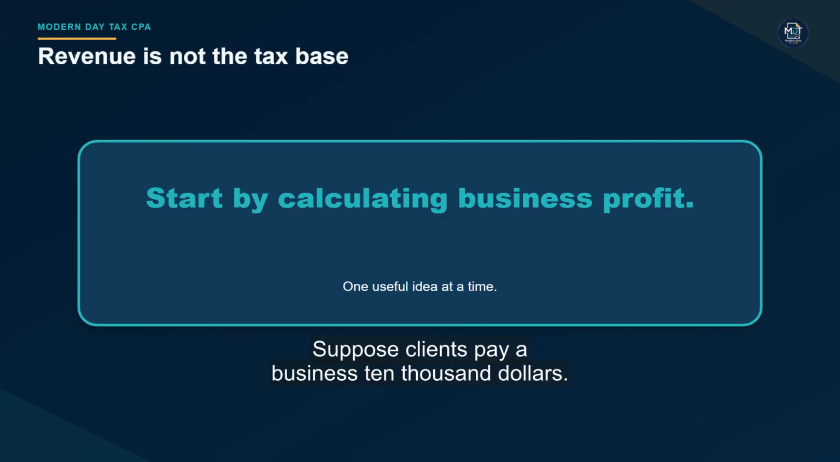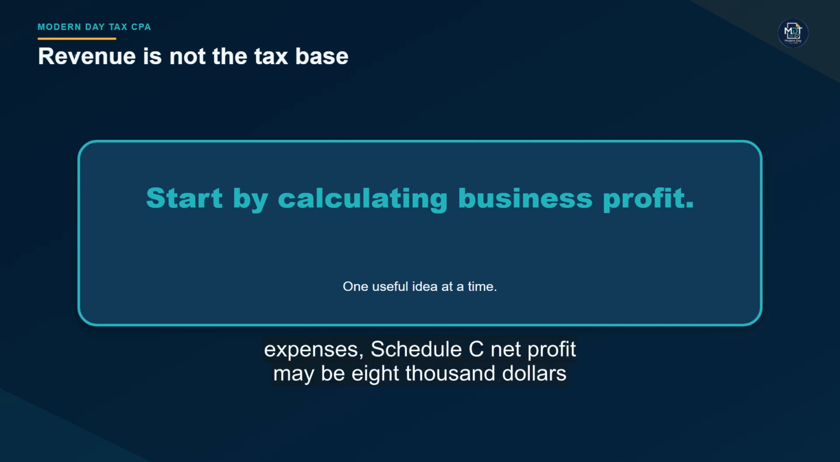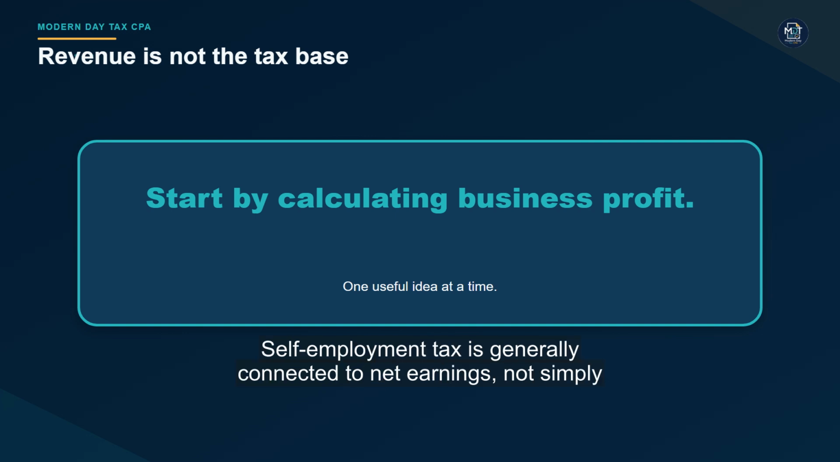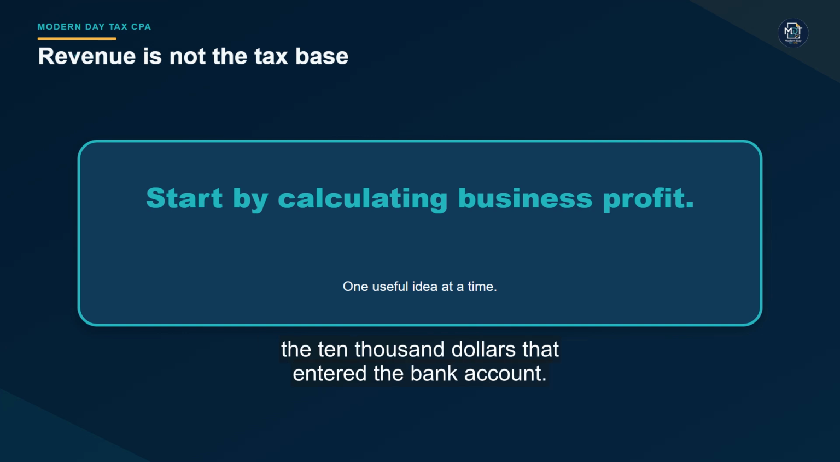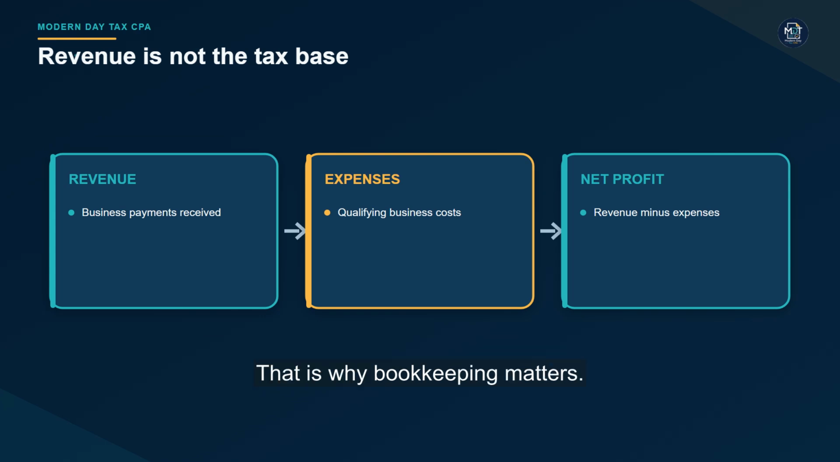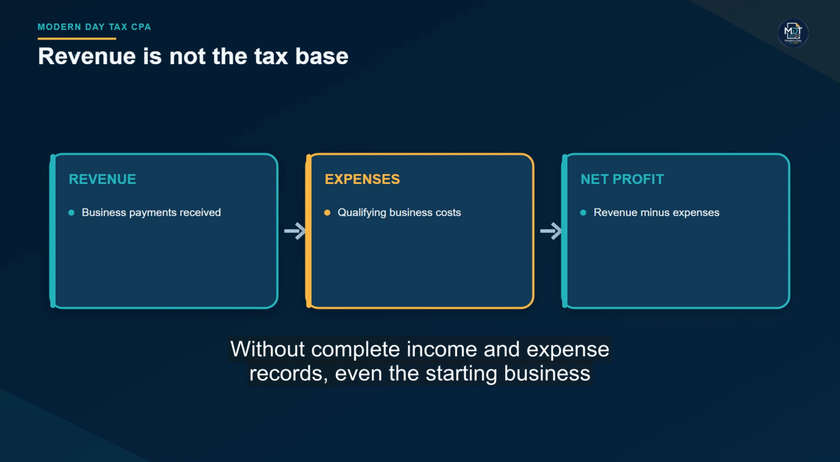Suppose clients pay a business $10,000. That is business revenue. If the business has $2,000 of legitimate deductible expenses, Schedule C net profits may be $8,000 before considering other tax-specific adjustments. Self-employment tax is generally connected to net earnings, not simply the $10,000 that entered the bank account. That is why bookkeeping matters. Without complete income and expense records, even the starting business number may be unreliable.